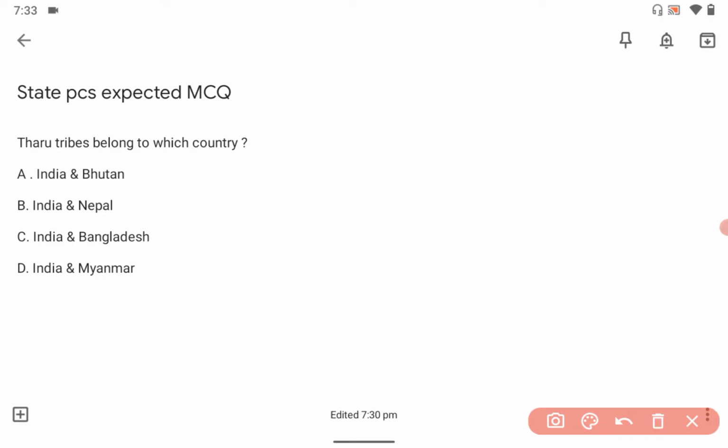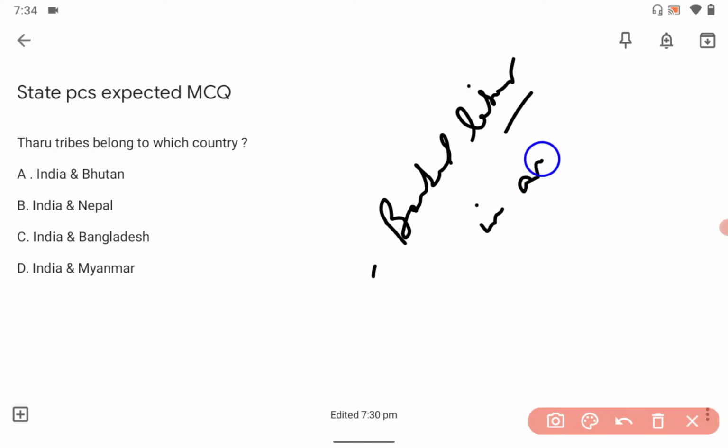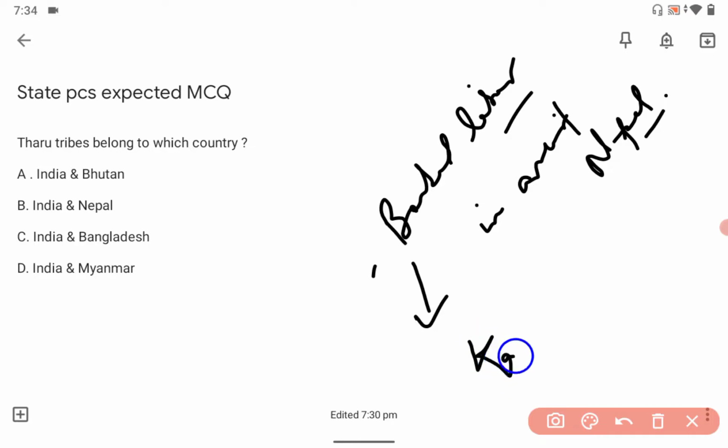So what exactly happened? They served as bonded labor, okay, in ancient Nepal, and the bonded labor name of this house was what? Kamaya. Okay, you should remember the word Kamaya.